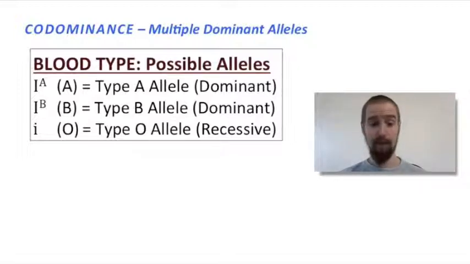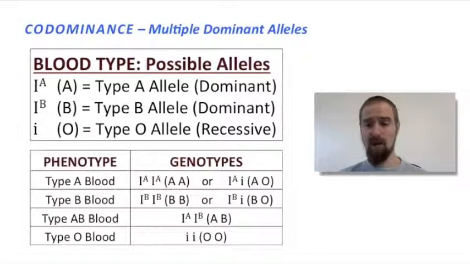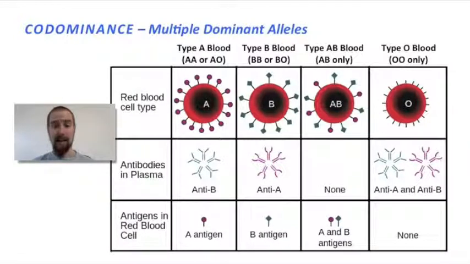blood phenotype. But if both the type A allele and the type B allele are dominant, what happens if you have one of each? In this case, you literally would have both traits. You would have type AB blood. A person with type AB blood literally has both type A blood and type B blood.